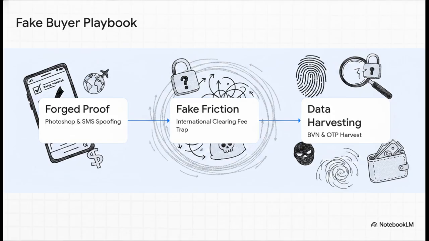Step 2 is manufactured friction. When you inevitably hesitate because the money isn't in your app yet, they introduce a fake complication. They claim the funds are trapped in an international routing system and demand you pay an upfront clearance fee to release it. And finally, Step 3, credential harvesting. They'll ask for your bank verification number, or BVN, and one-time passwords, pretending they need it to verify the transaction, which completely compromises your account.